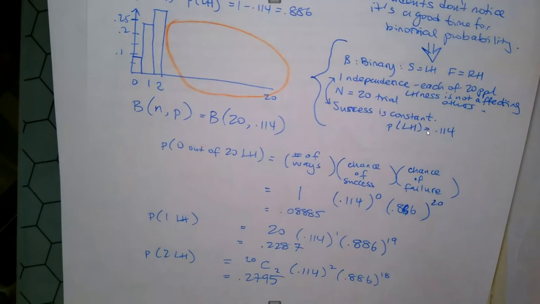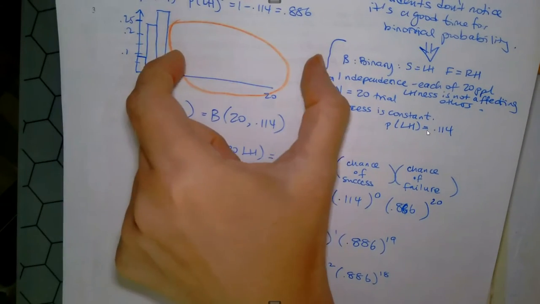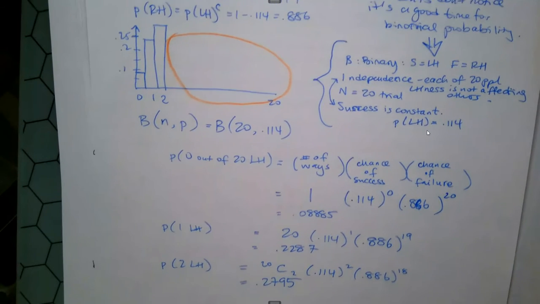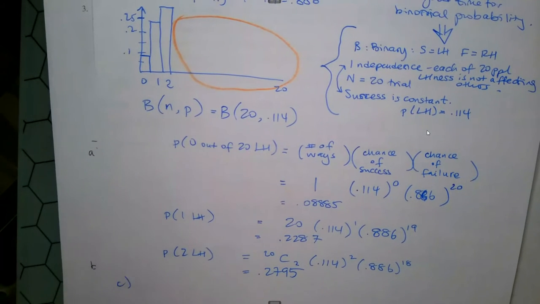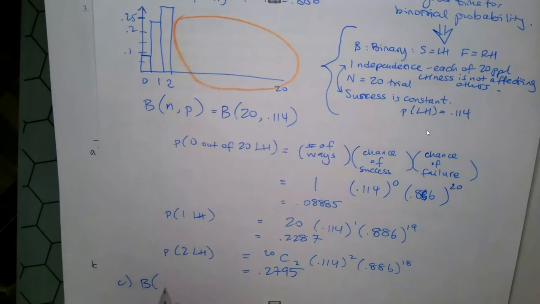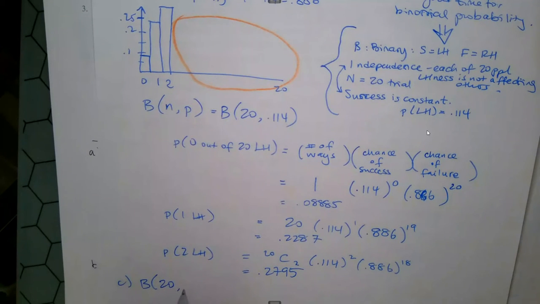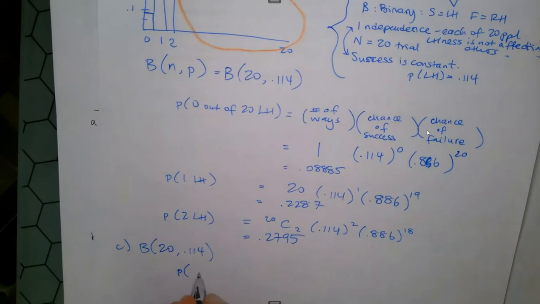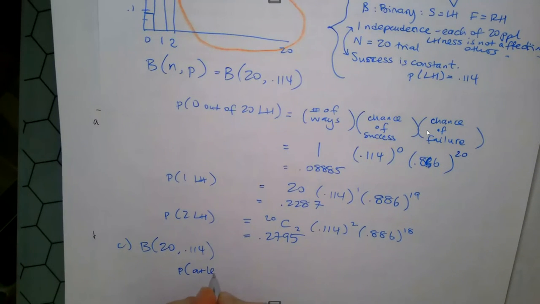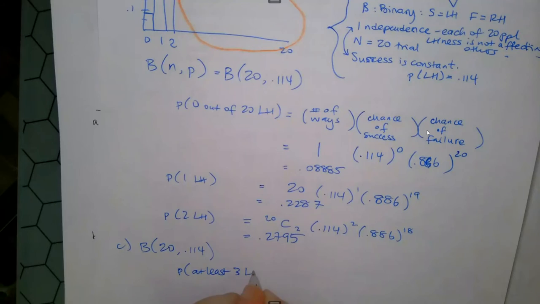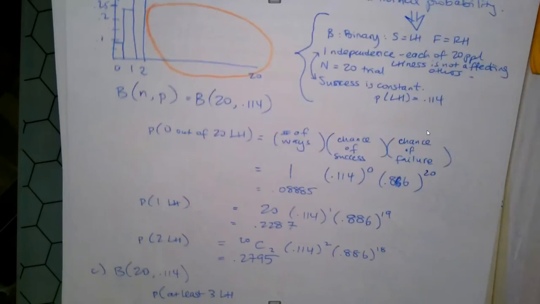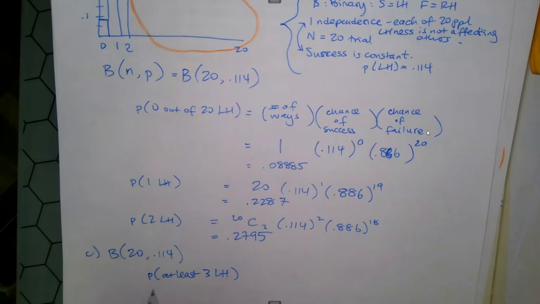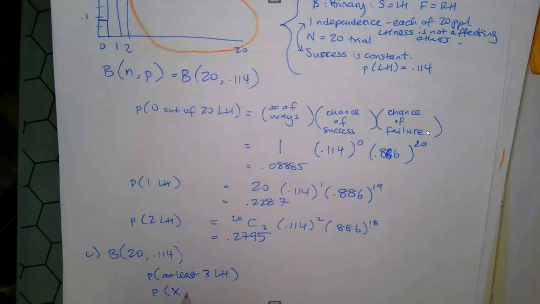Now I'm not going to do all of these, and your calculator is not capable of doing more than. So let's roll this out. I'm saying this is binomial 20, 0.114. This question is asking, what is the probability of having at least 3 left-handed kids? At least includes your 3, right? So I'm going to rewrite that. What's the chance that x is greater than or equal to 3?